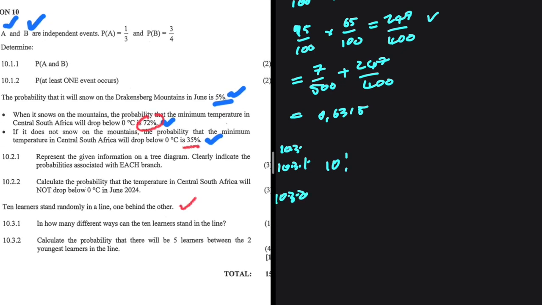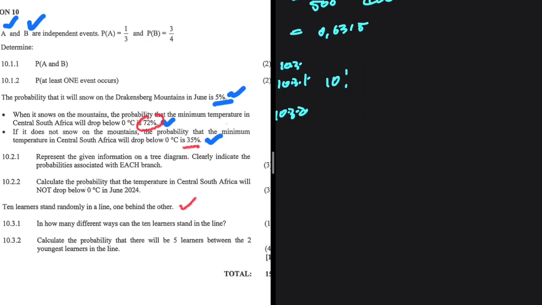Calculate the probability that there will be 5 learners between the 2 youngest learners in the line. That is where things start to get interesting. Okay, let's go ahead and have 10 spaces. So we have 1, 2, 3, 4, 5, 6, 7, 8, 9, 10. I've always used this method, and I'm always going to use it.